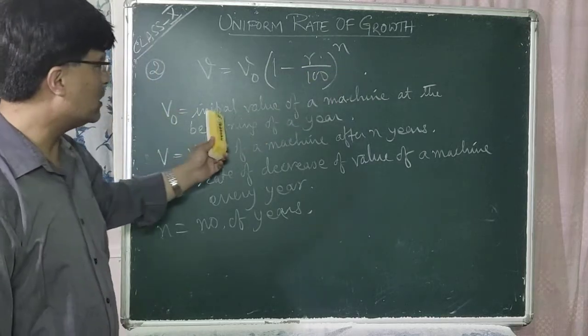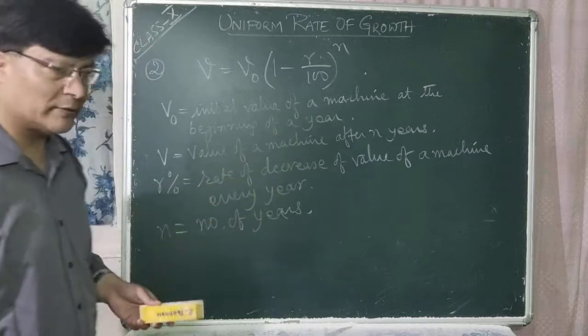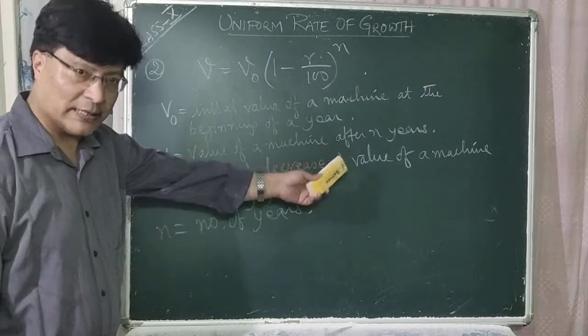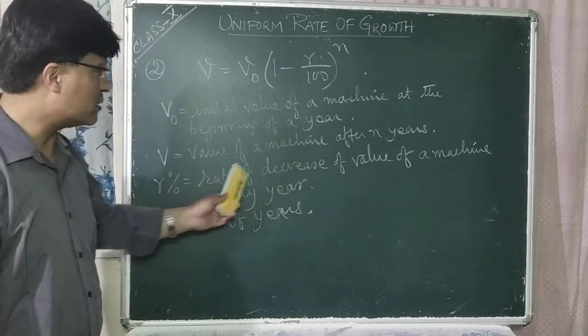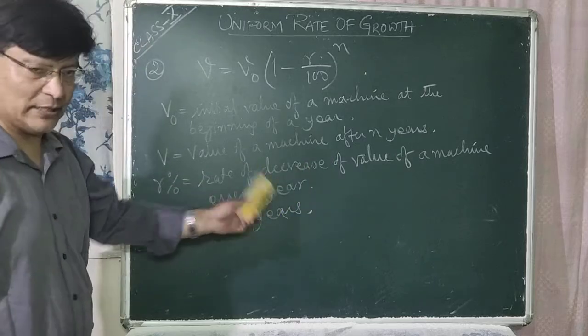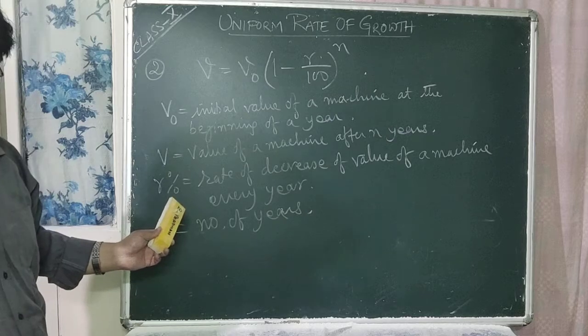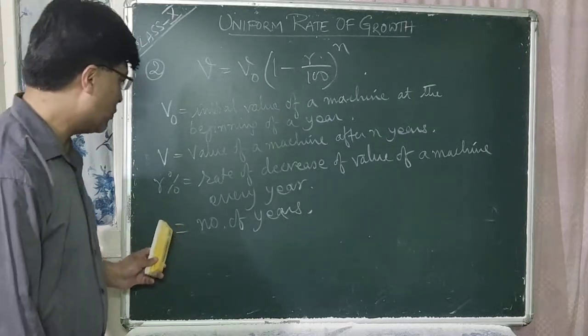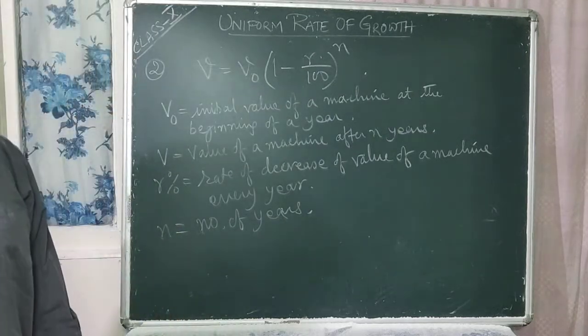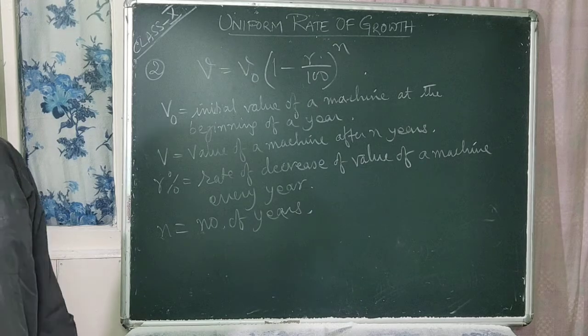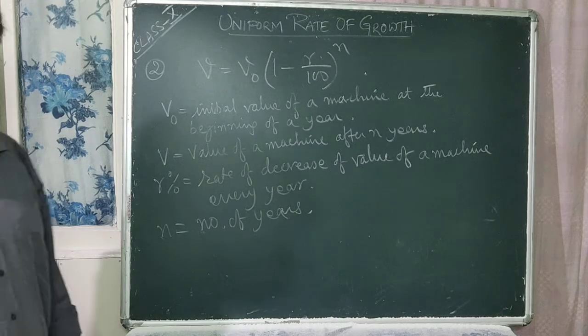Here V0 is equal to the initial value of a machine at the beginning of a year. V is equal to the value of a machine after n years. What is R percent? Rate of decrease of value of a machine every year. This is constant. Every year it decreases by R percent. And what is n here? n is equal to the number of years. So these are the two formulae that you should know.